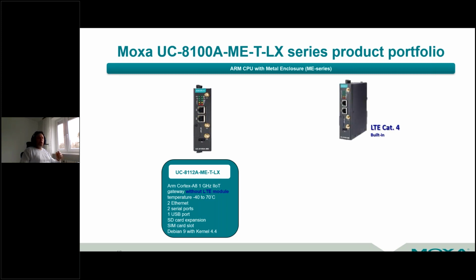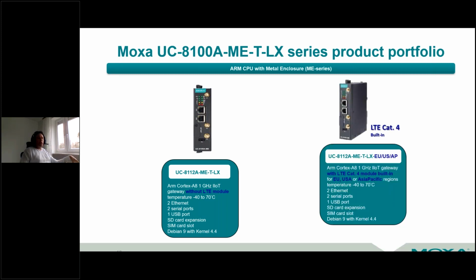The next representative is UC-8112A-ME-T-LX-EU or US or AP. When you see the end suffix in the name EU or US or AP, this means that this computer comes with a cellular module already pre-installed by Moxa. So the module is already inserted inside. It is LTE category 4. And depending on the different regions where this computer is going to be deployed, in Europe, United States, or Asia Pacific, it becomes the suffix EU, US, or AP.